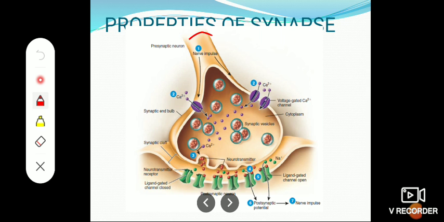As we can see from the first step, this is the seventh step. To take place, there's some time required. That time is called synaptic delay. So this is one property of the synapse.